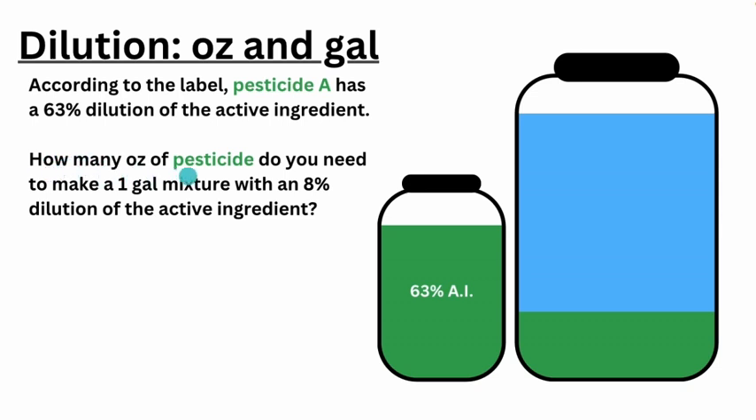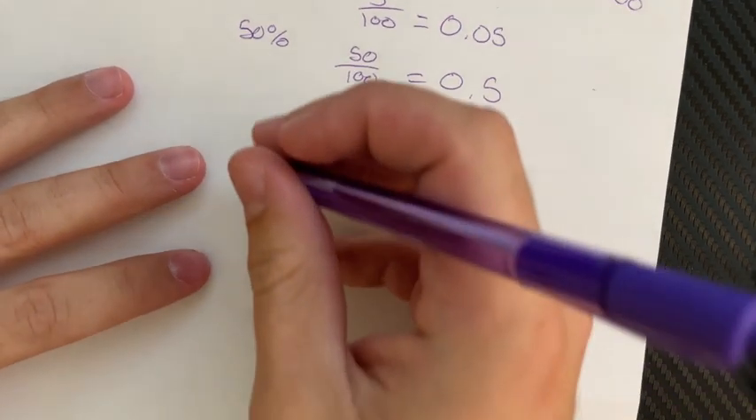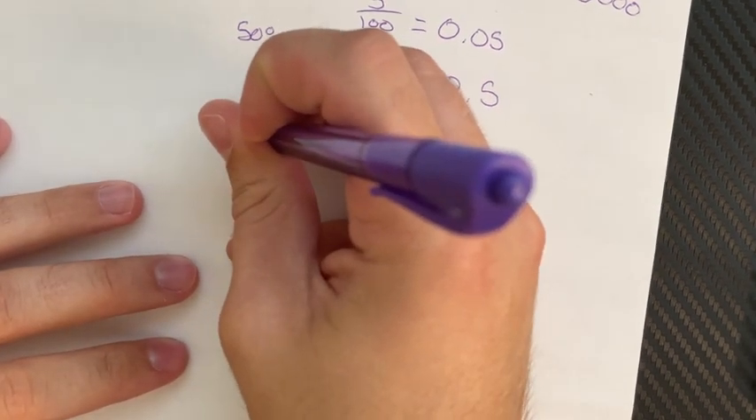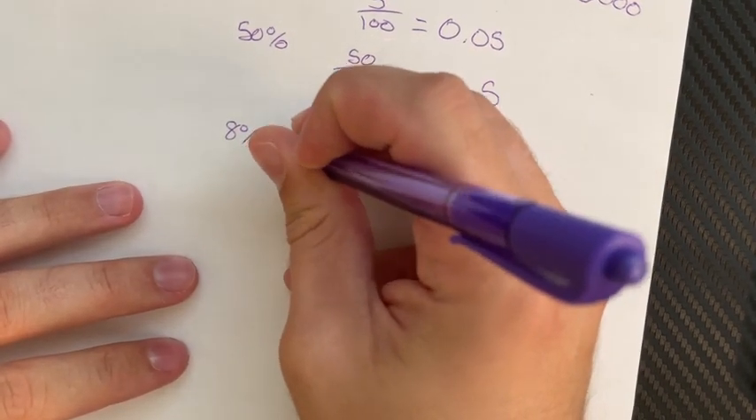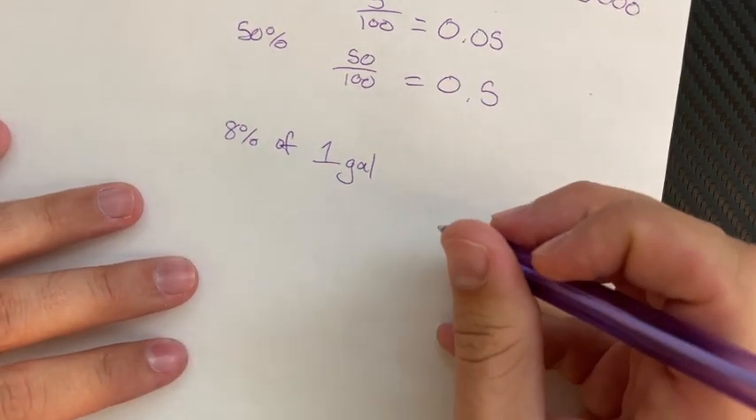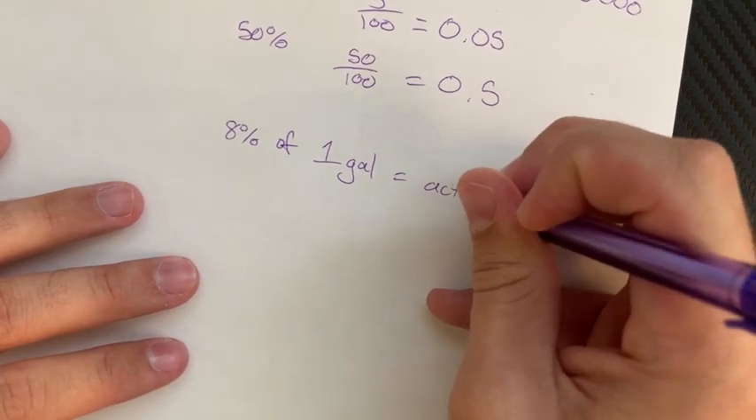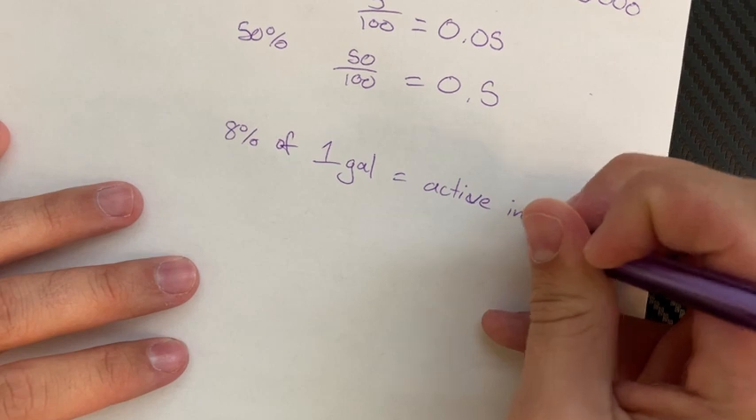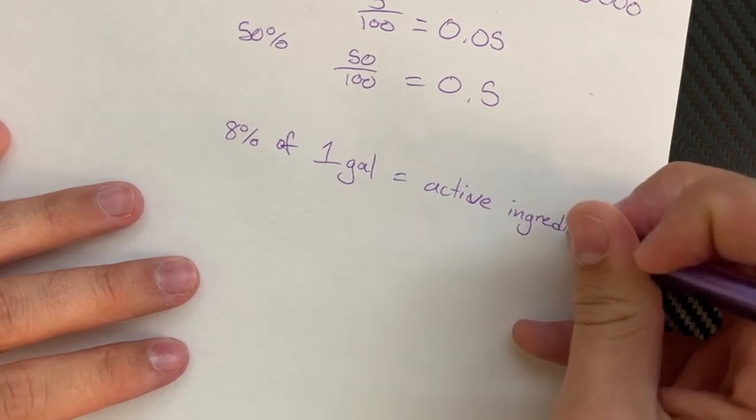Now it says, how many ounces of pesticide do you need to make a 1 gallon mixture with an 8% dilution of the active ingredient? So we know that we're going to end up with a gallon. We don't know how much water, we don't know how much pesticide, but we know that the active ingredient is going to be 8%. Okay, so I'm just going to write this as a simple sentence. I'm going to say 8% of 1 gallon is the active ingredient, okay?